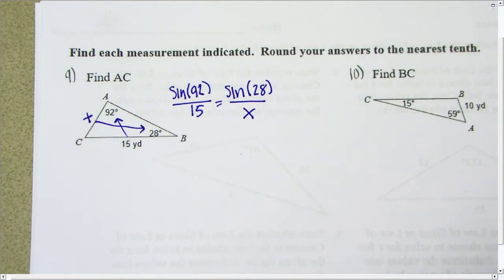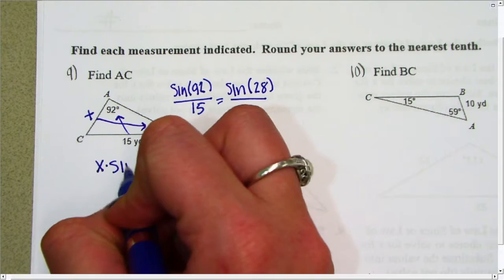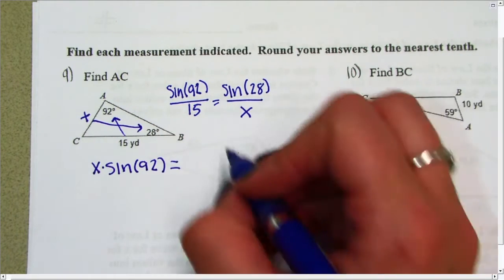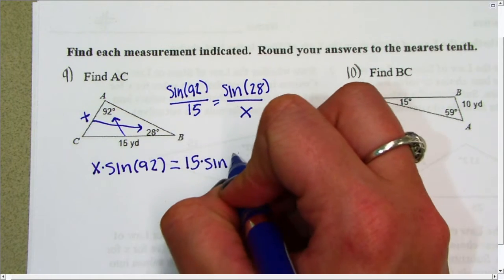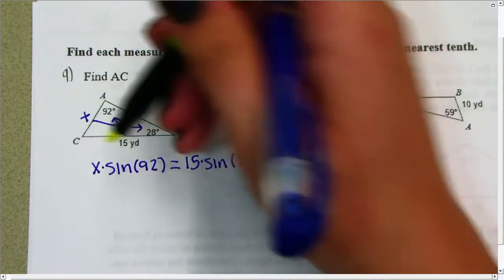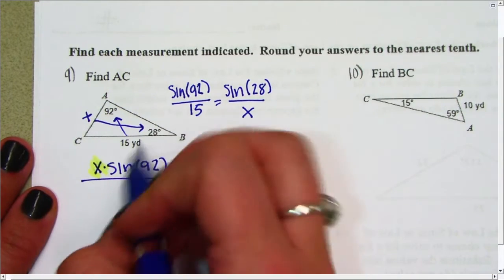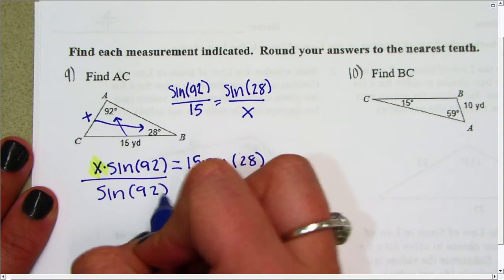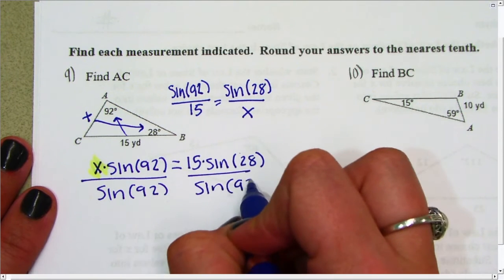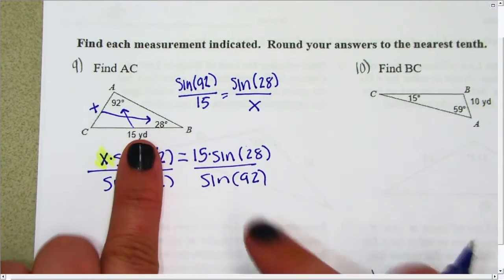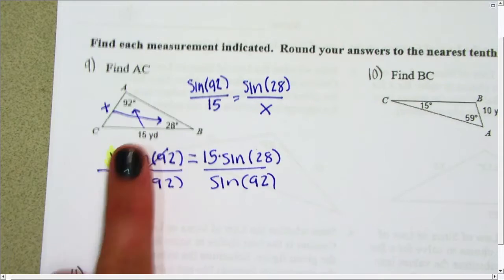At this point, what we're going to do to solve is cross multiply. So when I cross multiply here, I'm going to do X times sine of 92, then 15 times sine of 28. Now, our goal is to solve for our variable of X. So in order to solve for X, I need to divide both sides by sine of 92. Remember, the trig function sticks with the 92. I can't just do 92. So what's left here, if I cover this up, is 15 sine of 28 divided by sine of 92.